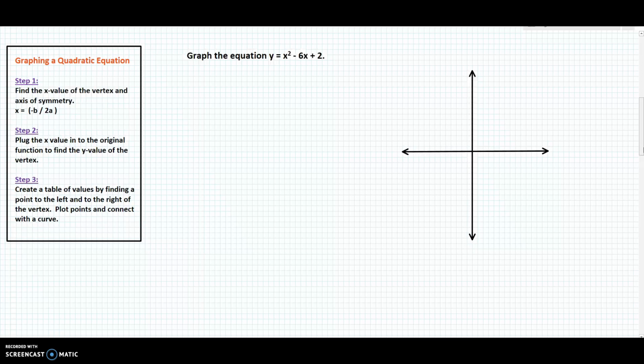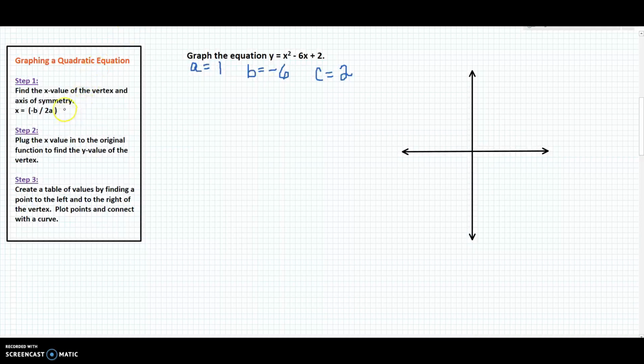Let's graph the equation y equals x squared minus 6x plus 2. So the first thing we have to do is determine our a, b, and c values. We remember that a is always in front of the x squared, b is in front of the x term, and c is the constant. So anytime we look at a parabola or a quadratic equation, identifying those first helps us to get to the next step.